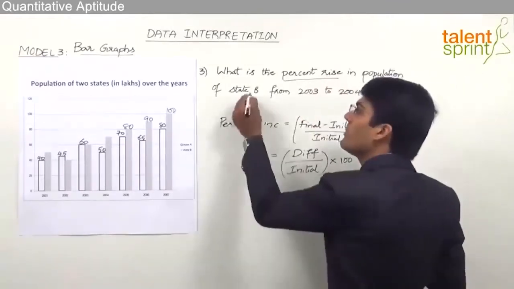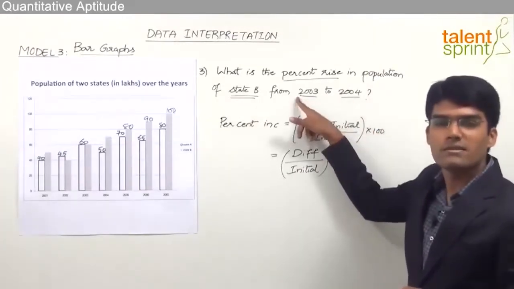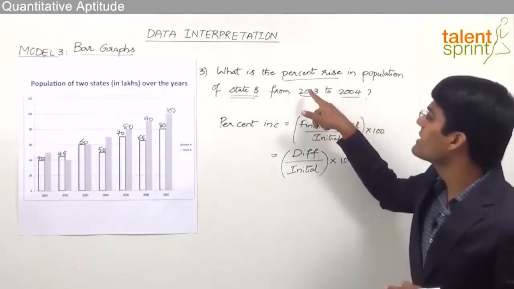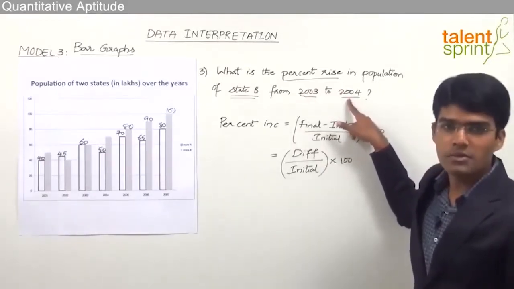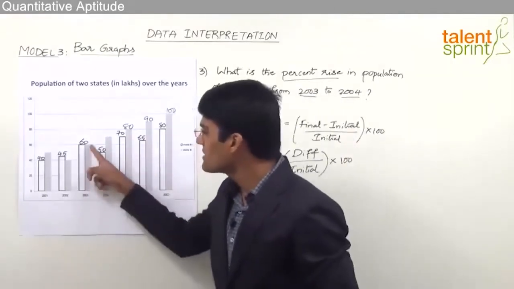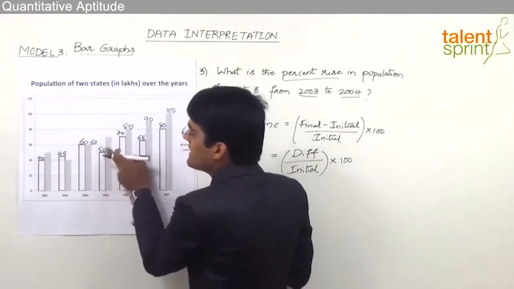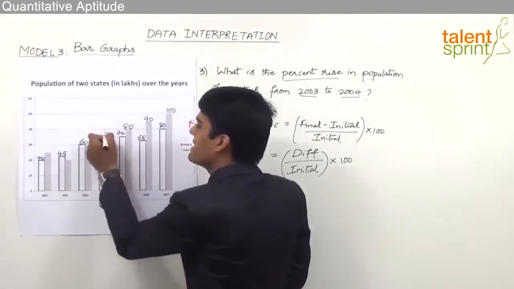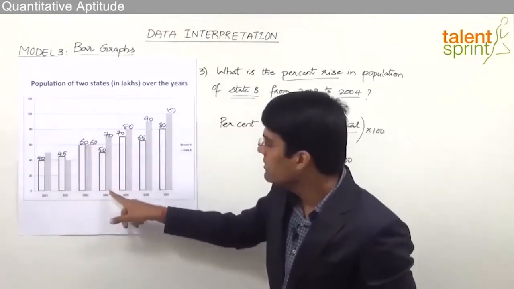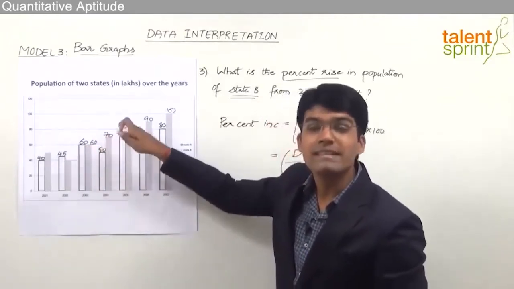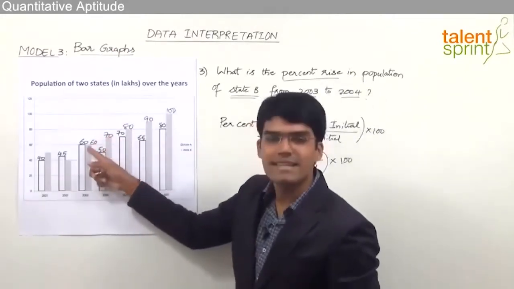Now very clearly here we have to find out the percentage rise or percentage increase in the population of state B from 2003 to 2004. So both the years have been specified. The first year is 2003 and second year is 2004. That means initial value is the population of state B in 2003 and final value is the population of state B in 2004. Now population of state B in 2003, as you can see, is exactly 60 lakhs and population of state B in 2004 is exactly between 60 and 80. So that can be taken as 70 lakhs. So we find that in 2003 B's population was 60 lakhs and in 2004 it becomes 70 lakhs. So it has increased by 10 lakhs.